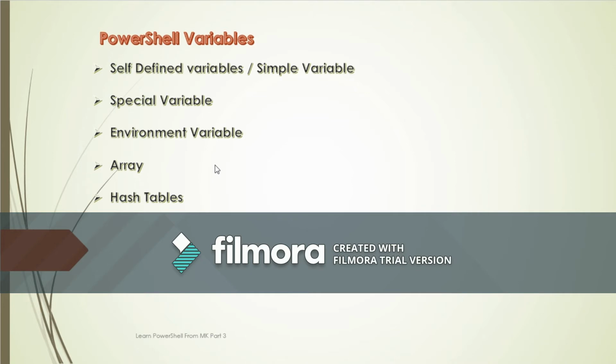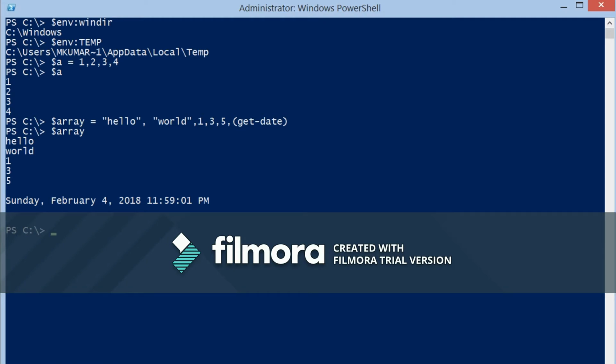Next is the hash table array. A hash table is an example: you might have seen a mark sheet where on the left-hand side we have the subject and on the right-hand side we have the marks. That is a good example of a hash table. Let us create a hash table. It's based on name and value.